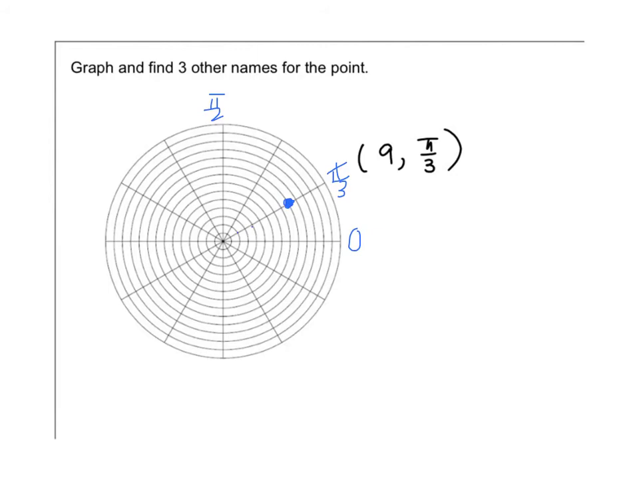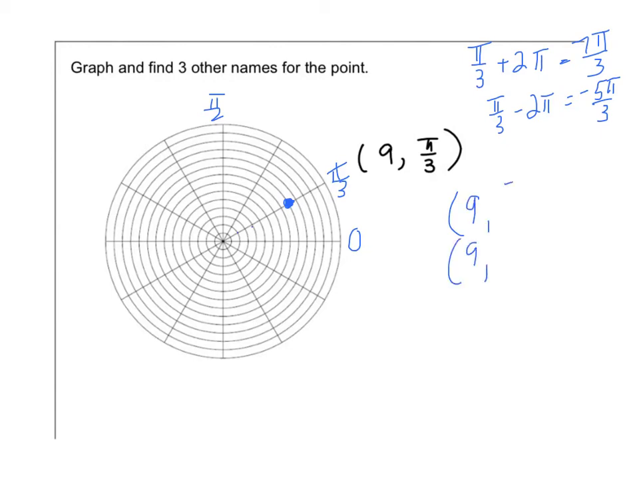I need 3 other names for the point, right? So I need coterminal angles. So I do pi over 3 plus 2 pi, which is going to be 7 pi over 3. And then I'm going to do pi over 3 minus 2 pi, so that's going to be negative 5 pi over 3. Okay, so there's 2 of them. So I want to go in that direction. That'll be (9, 7 pi over 3) and (9, negative 5 pi over 3), my 2 coterminal angles.